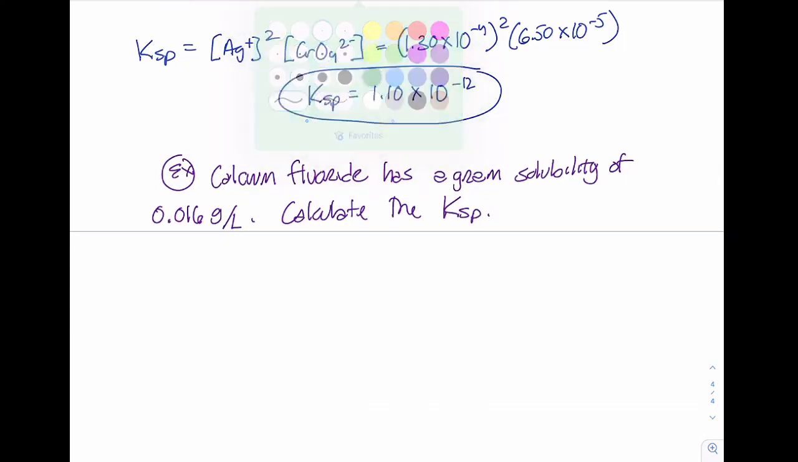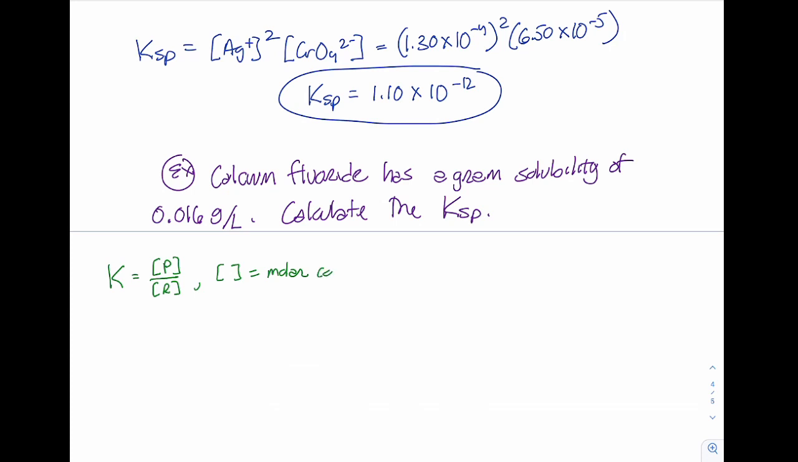Just as a little side note, whatever it happens to be, Ka, Kb, Ksp, Kc, Kp, we have a gazillion of them now, this is always going to be concentration of products over the concentration of reactants. And we need to remember that those brackets mean molar concentration, which is just another way to say molarity. So my solubility needs to be converted to molarity. I can't leave it in grams per liter because my expression is defined as molarity.